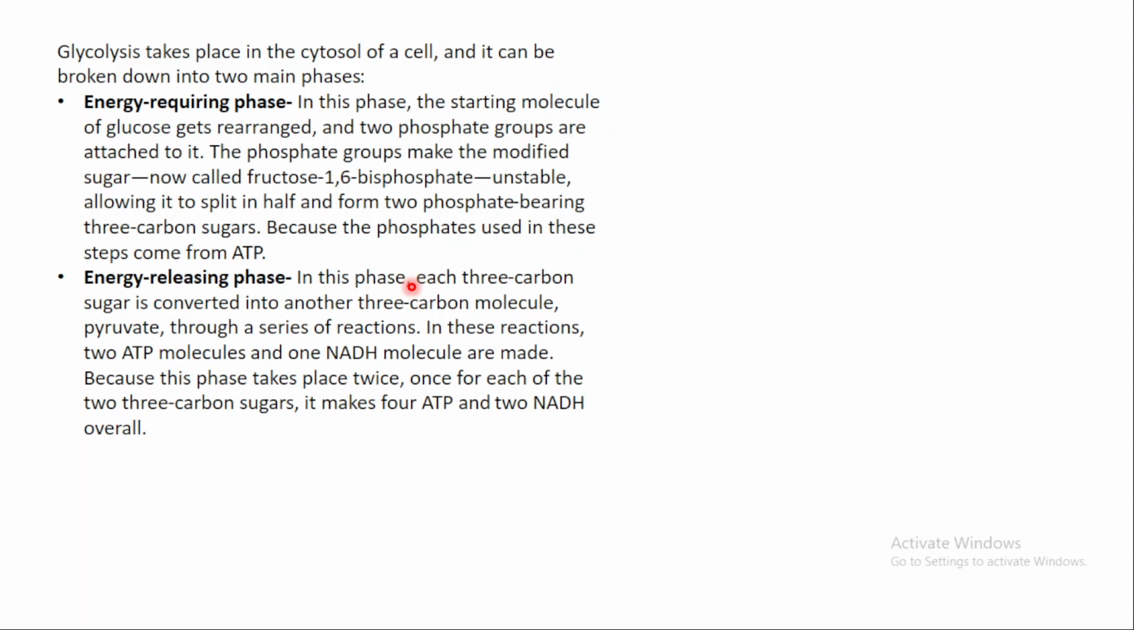Now in the second phase of glycolysis, which is the energy releasing phase, what happens? Now that the 6 carbon molecule is broken down into 3 carbon glyceraldehyde 3 phosphate form. In this phase, each 3 carbon sugar is converted to another 3 carbon molecule through a series of reactions, generating 2 molecules of ATP and 1 NADH molecule. Because this phase takes place twice, once for each of the 3 carbon sugars, it makes 4 ATP and 2 NADH overall.